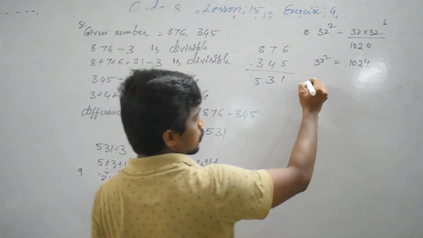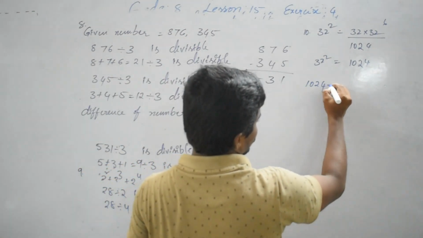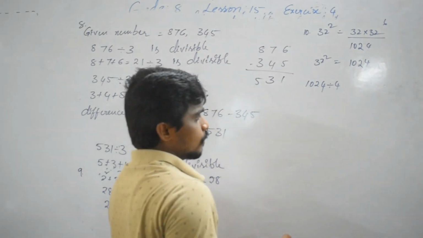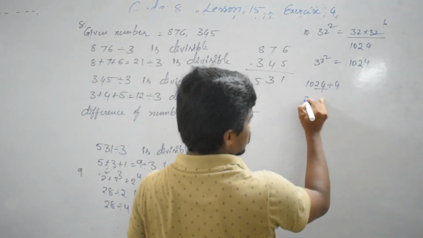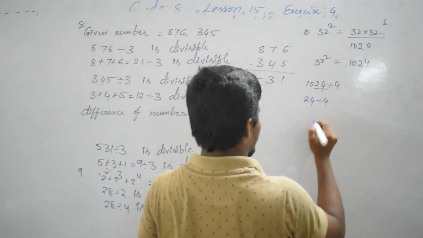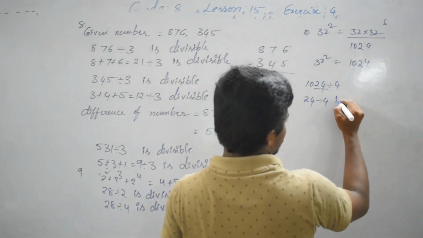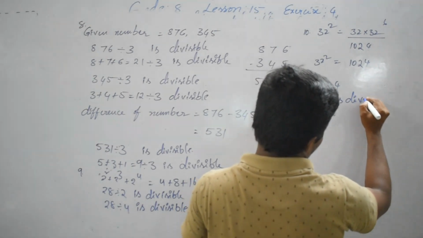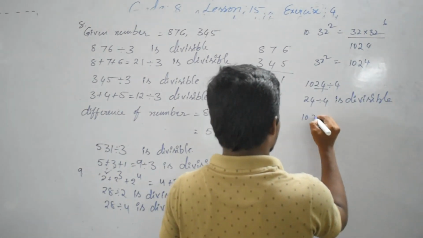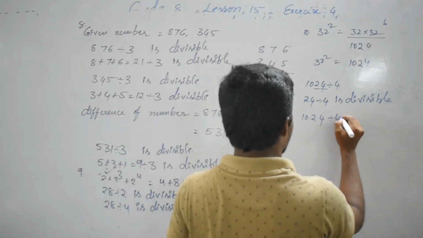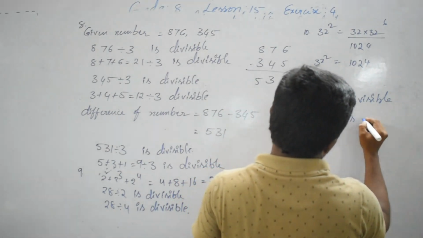So 1024 divided by 4. What is the divisibility rule? For 4, the last 2 digits. 24 divided by 4 is divisible. So 1024 divided by 4 is divisible.